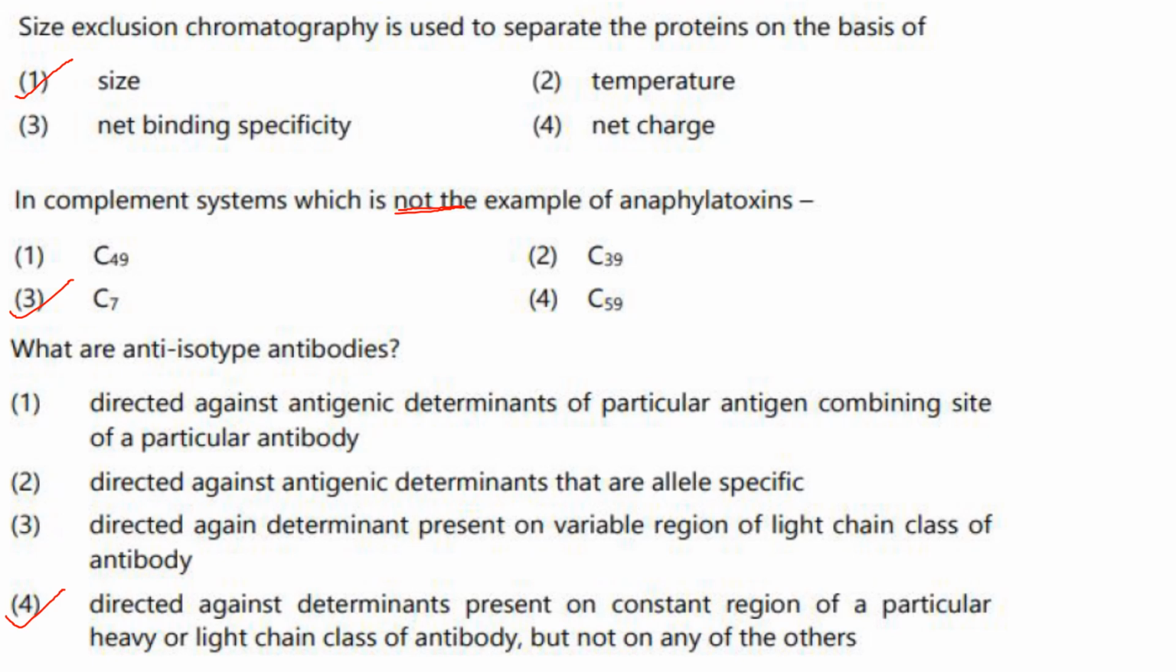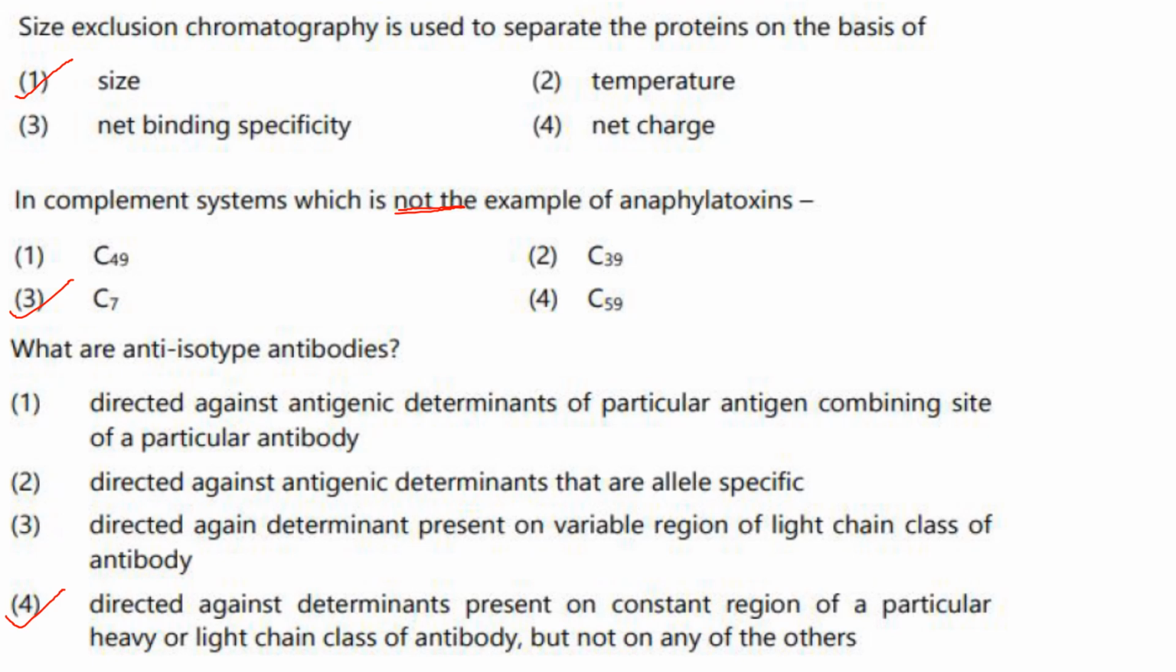Then next one, in complement systems, which is not an example of anaphylotoxin. So anaphylotoxins are fragments which are generated from the complement system, especially from C3, C4 and C5. That is C3a, C4a, C5a, these are anaphylotoxins. And what do these anaphylotoxins do? They cause smooth muscle contraction, increase vascular permeability and release histamine from the mast cells. And this results in allergic reaction.